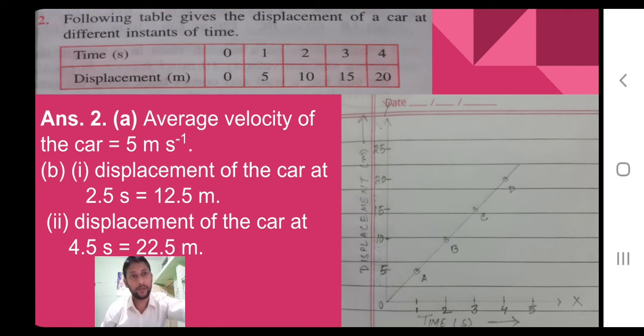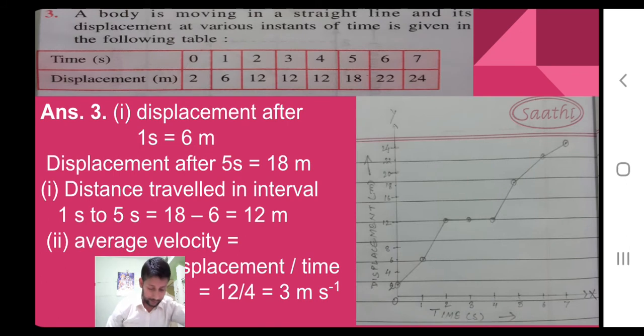Come to question number 3, where again a table is given for the displacement for different times. Here also you have to plot the displacement time graph, and then find the total distance traveled in the interval 1 second to 5 second and the average velocity in the time interval 1 second to 5 second. It is based on the previous question. Both are almost the same, so leaving the explanation for this question. You can see the graph as well as the answers for different questions. Now come to question number 4.